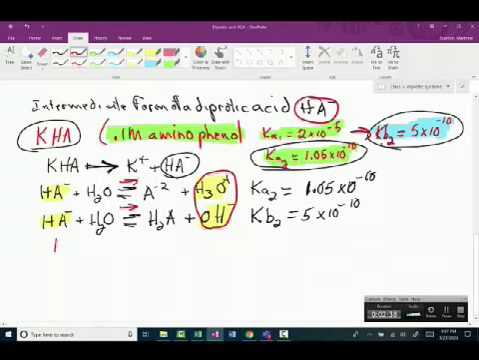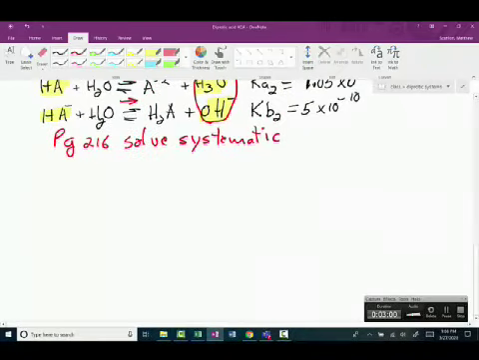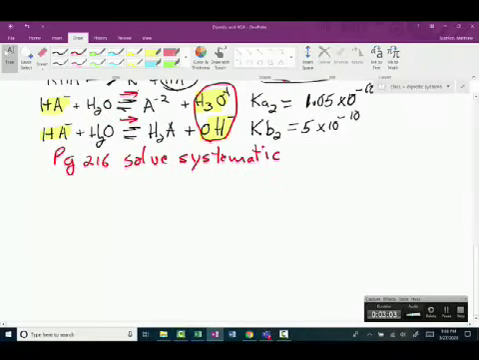Now, on page 216 of your book, they solve systematic equations, and it's complicated. You might want to look into this, and it's interesting, but most of you will not care. So we're going to go right to the end point of the solution, and I'm going to leave those Kbs up here so I can see them.